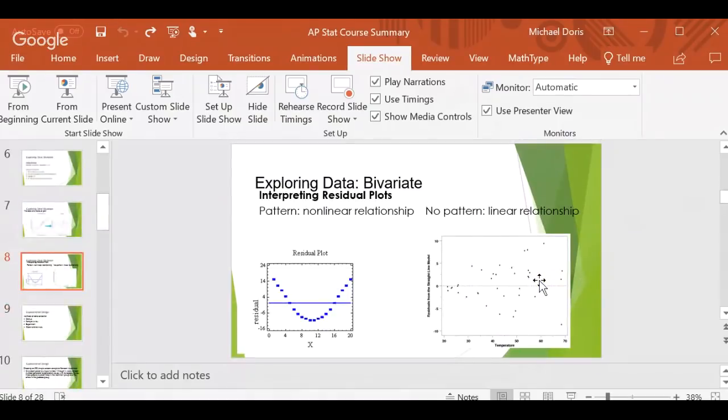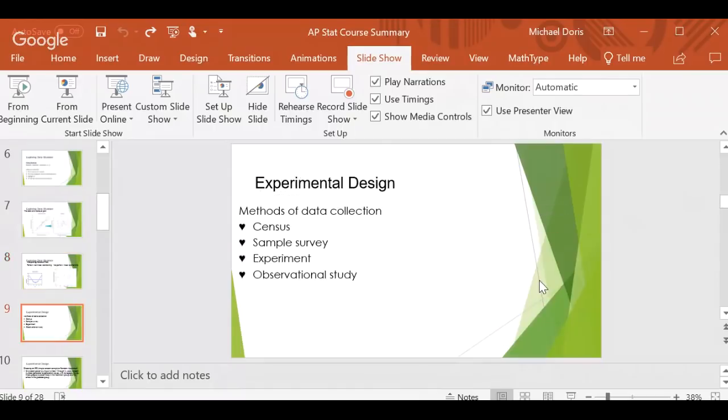All right, so after bivariate data, we moved on to collecting data. How do you collect data? So some of the methods we talked about, you should know what these things are. They'll come up. Make sure you know the difference between an experiment and an observational study: in an experiment, a treatment is being imposed. They like to ask about that.